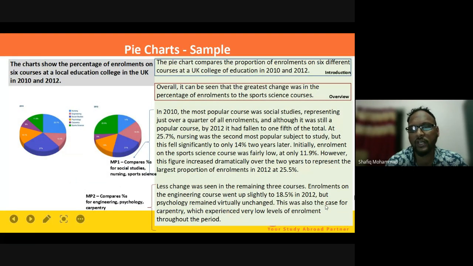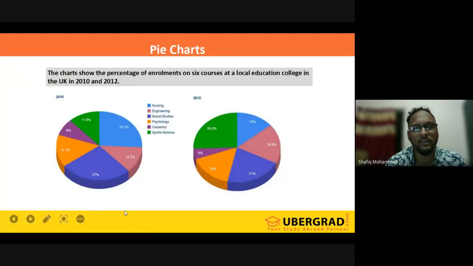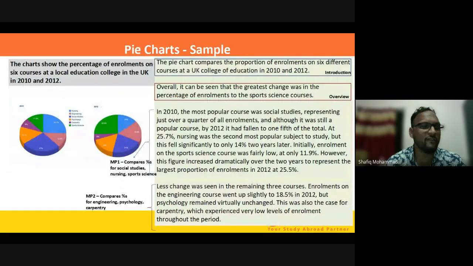This was also the case for carpentry, which experienced low levels of enrollment throughout the period. So carpentry was always the lowest, isn't it? So mostly it stood somewhere around 8% in 2010 and 5%. So it was the lowest in all the years, or in these 2 years, 2010 and 2012. So this is the simplest form of explanation. And believe me, it is more than 150 words. And definitely if you write like this, seven plus bands are in your pocket. Anyways, this is a 9-band essay, 9-band illustration.